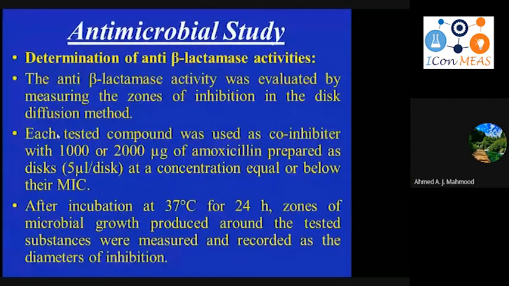Lastly, determination of the anti-beta-lactamase activities. The anti-beta-lactamase activity was evaluated by measuring the zones of inhibition in the disk diffusion method. Each tested compound was used as a co-inhibitor with 1,000 or 2,000 microgram of amoxicillin prepared as discs, 5 microliter per disc, at a concentration equal to or below their MIC. After incubation at 37 degrees centigrade for 24 hours, zones of microbial growth produced around the tested substances were measured and recorded as the diameters of inhibition.